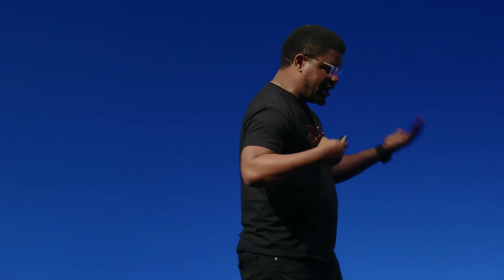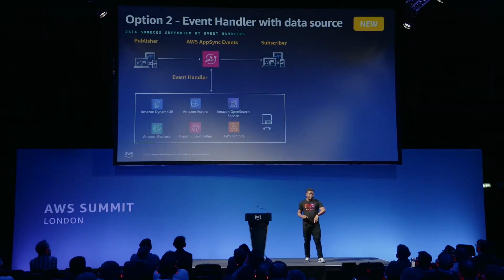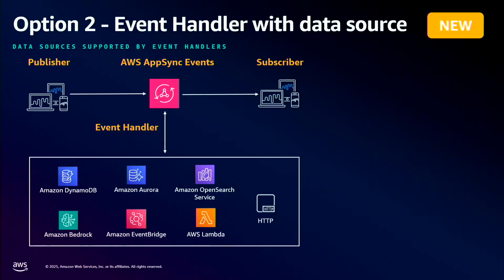But for me, where it gets really interesting is when you begin to think about integrating this with different data sources. So if you lay down your AppSync Event API again, we've got our publishers and our subscribers. These are all the data sources that you can integrate with your API: Amazon DynamoDB, Aurora PostgreSQL, OpenSearch Service, Amazon Bedrock, Amazon EventBridge, and AWS Lambda. And you can also invoke an HTTP endpoint as part of your event handler.